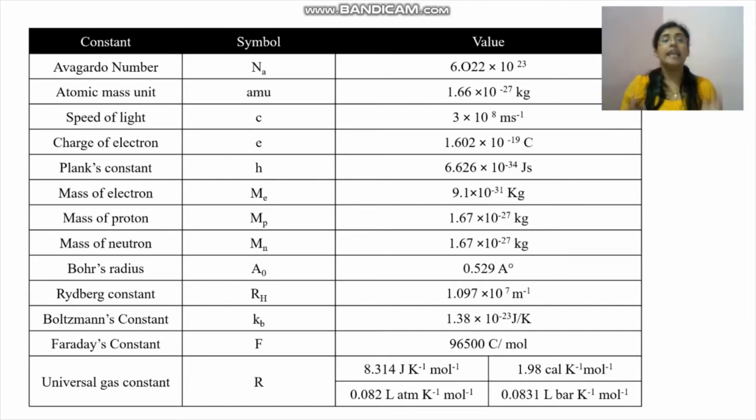The next one is the speed of light, which is given by the small letter c, and it has a value of 3 into 10 raised to 8 meter per second. Then comes the charge of an electron. Chemistry is all about electrons, protons, neutrons, atoms, and concepts like that. And it's very essential that we know the charge of an electron, mass of an electron, and things like that. So the charge of an electron is 1.602 into 10 raised to minus 19 coulombs.